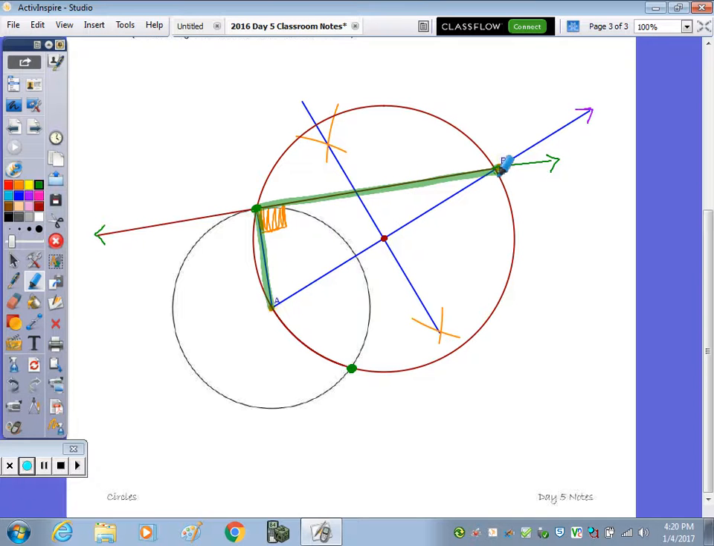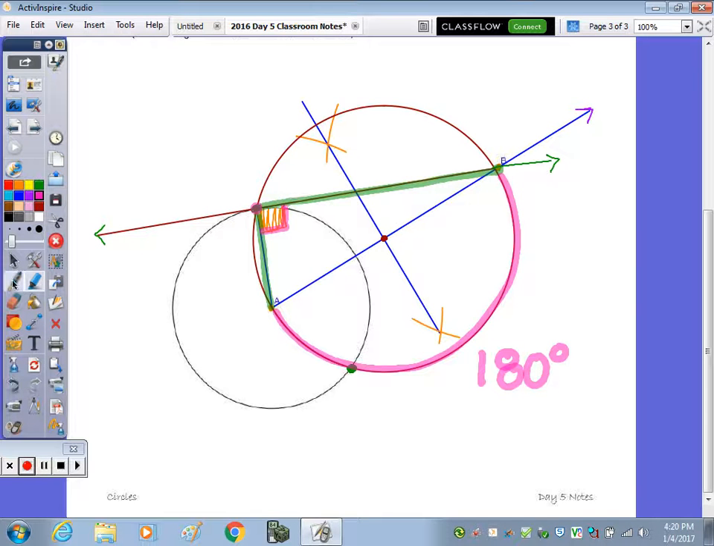and I trace the arc that's intercepted, that's a semicircle. A semicircle is 180 degrees. So because the vertex is on the circle, that's an inscribed angle, which is half. So that angle is therefore 90 degrees, and I know that this line is indeed tangent.